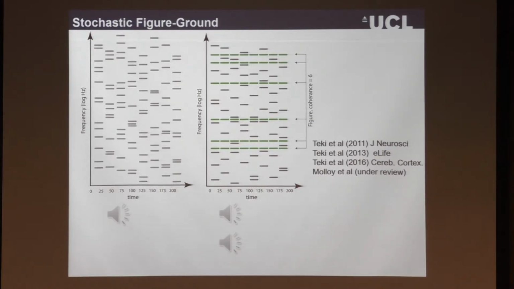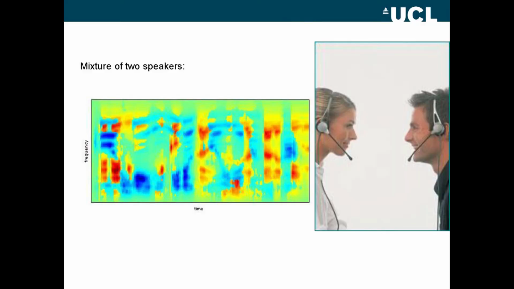In the actual experiment, we use short stimuli. Our stimuli are 200 milliseconds long, so these are very brief. The stimulus models the challenges of listening to naturalistic sound mixtures.